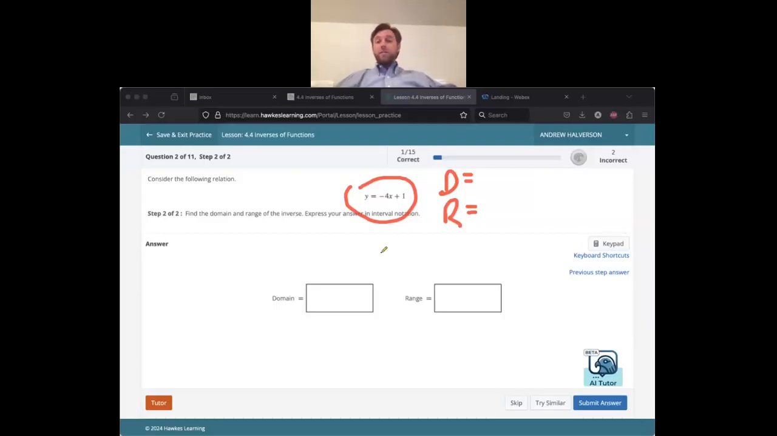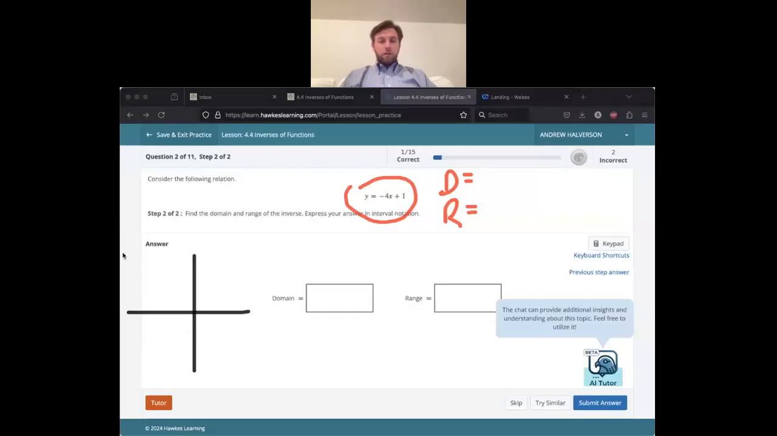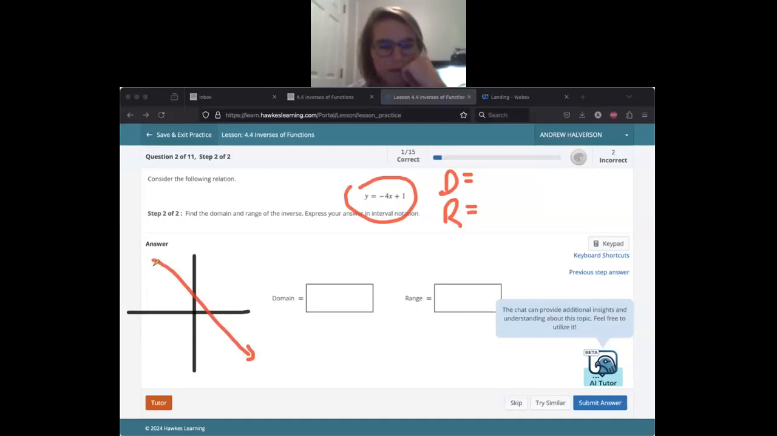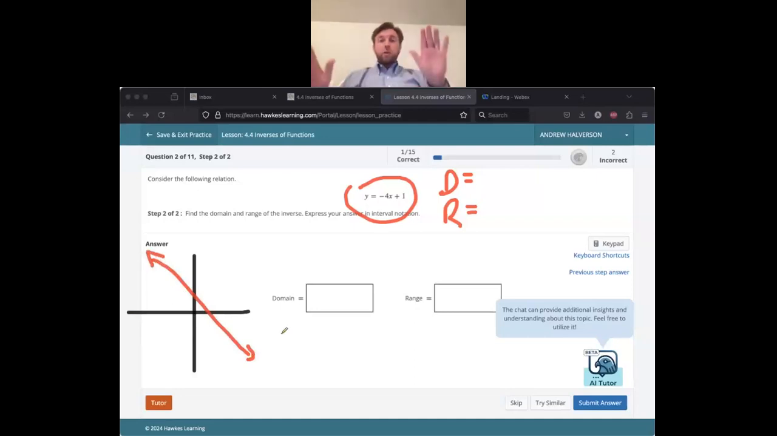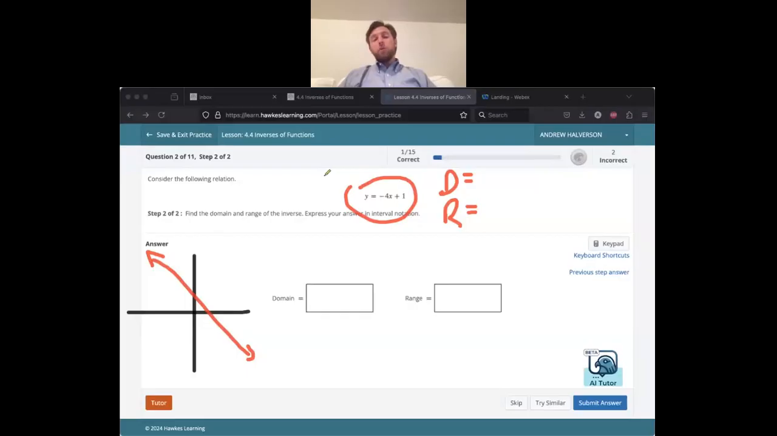What's the domain of every line? What does this look like? Just kind of picture it, if you will. This looks like this. So remember, domain is left, right. So what's the furthest left and the furthest right that a line goes? You really do have to remember, hey, this is a line. You want to remember that. It helps.